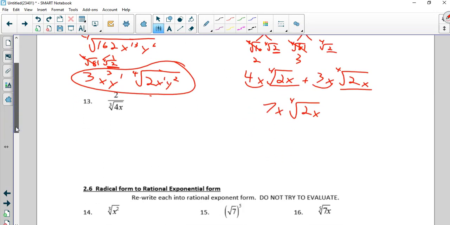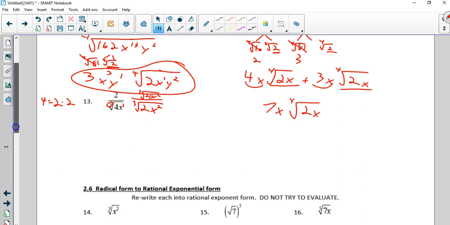Okay, so now we have to rationalize this cube root of 4x. But remember, now we can't just multiply by square root of 4x, so this is cube root. So we got to think about coming out in groups of 3. And remember, 4 is equal to 2 times 2, which means we need a third 2. That will give us 8, which we'll reduce. I also need 2 x's to give me my third. So I have 1 here, I need 2 more. So I'm going to multiply by the cube root of 2x squared.